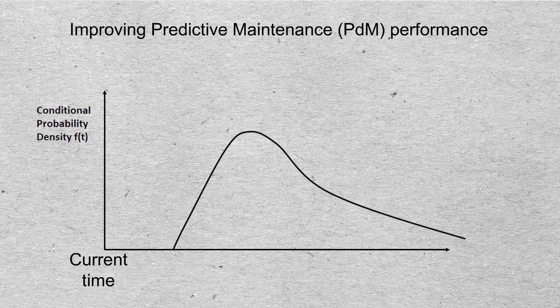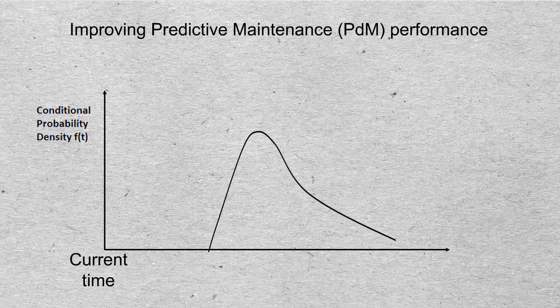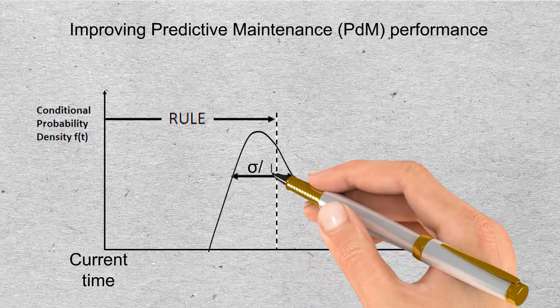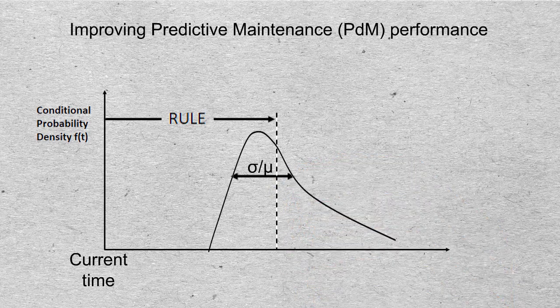The quality of that decision is measured in terms of confidence, as reflected by the narrowness of the curve's variability about the mean. The mean, by definition, is the object part's remaining useful life estimate, or RULE. Reporting the coefficient of variation, sigma divided by mu, the standard deviation divided by the mean, is a convenient way of tracking confidence in predictive decisions.